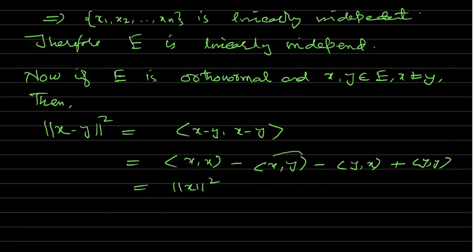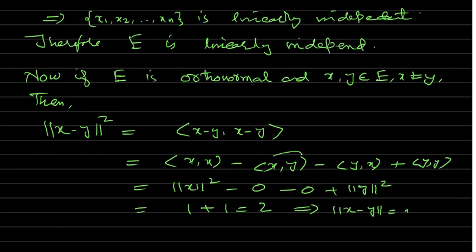Since x is not equal to y and E is an orthonormal set, the inner product of x with y must be equal to 0, and this is also equal to 0, and this will be norm y square. Now again, this is orthonormal, that means the norm of every vector is 1, so it is 1 plus 1, which is equal to 2, which means that norm of x minus y is root 2.